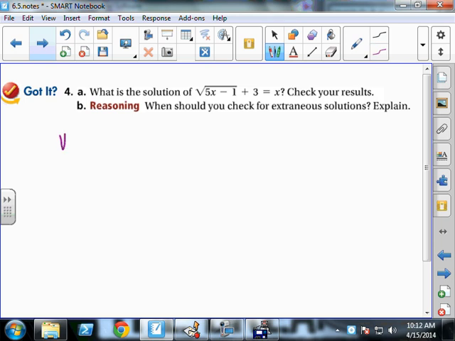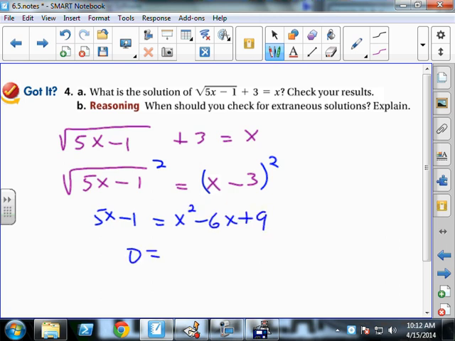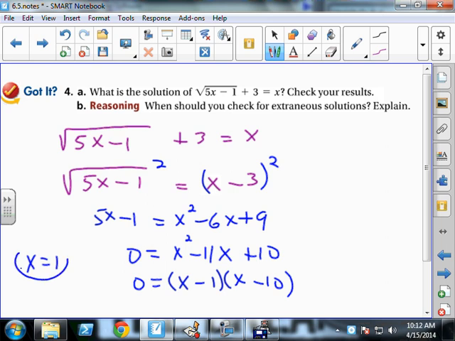4a, we've got square root of 5x minus 1, plus 3 equals x. So we've got the square root of 5x minus 1 equals x minus 3. Now I'm going to square both sides. So I get 5x minus 1 is x squared minus 6x plus 9. So I get 0 equals x squared minus 11x, wow, they're being nice, plus 10. So 0 equals the quantity x minus 1 times the quantity x minus 10. So I think my answers are x is 1 and x is 10. That's what I think my answers are.